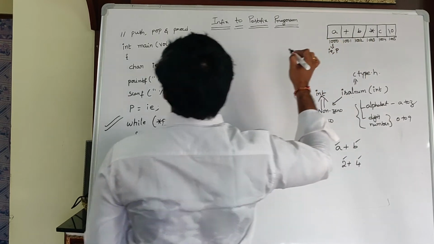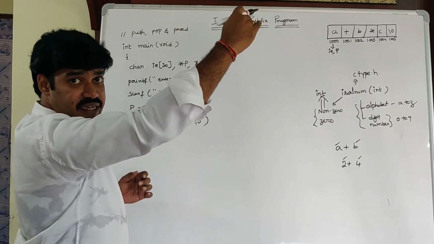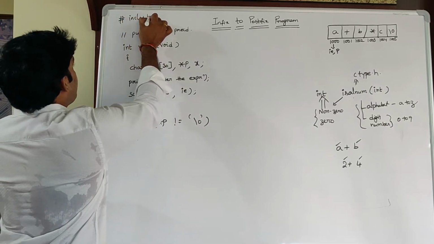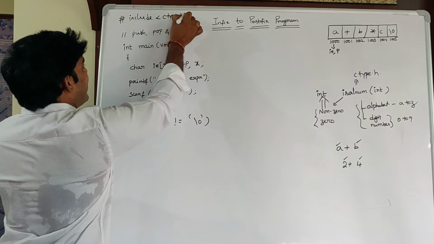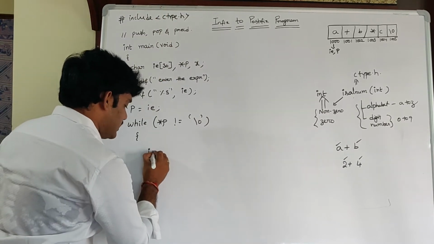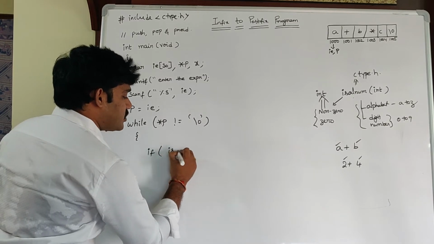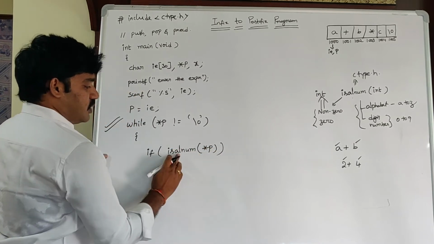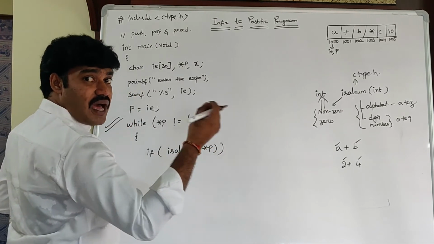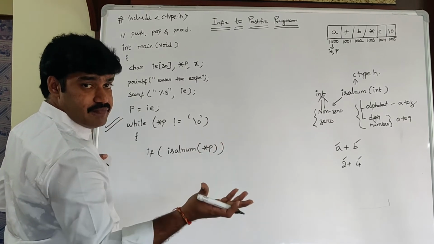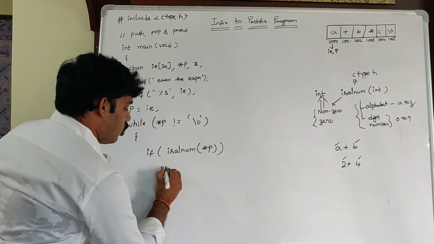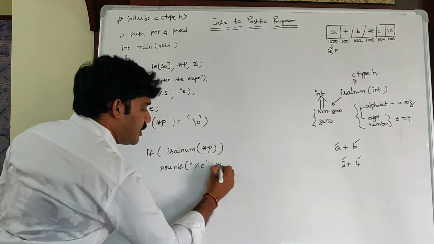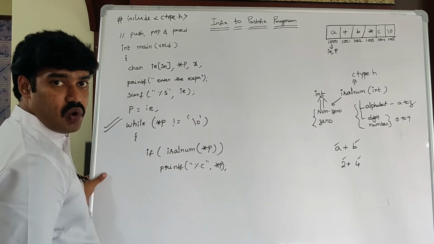The ctype.h header file. So after #include <stdio.h>, the next one is #include <ctype.h>. Okay. So next, first one is: if it is an operand. How to check? With the help of the isalnum function of *p. When it returns a non-zero value, if it is an alphabet or number, that means operand, then place that into the output. printf("%c", *p). So the first step is over.